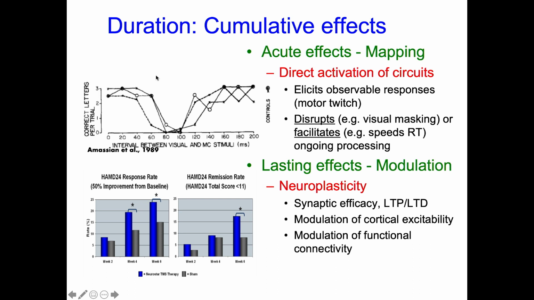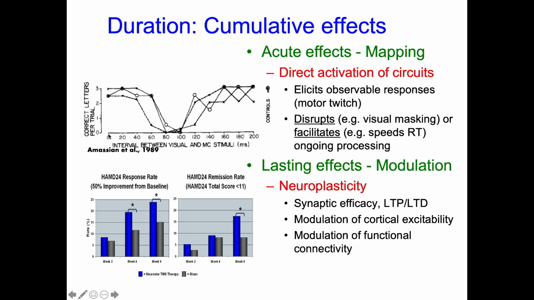For instance, if I stimulate the occipital cortex with a single TMS pulse, and I do it at a certain time after I show, say, 3 letters. So I'm showing you 3 letters, and I'm asking you to repeat what they are, and I show those 3 letters very, very briefly, like 10 milliseconds.